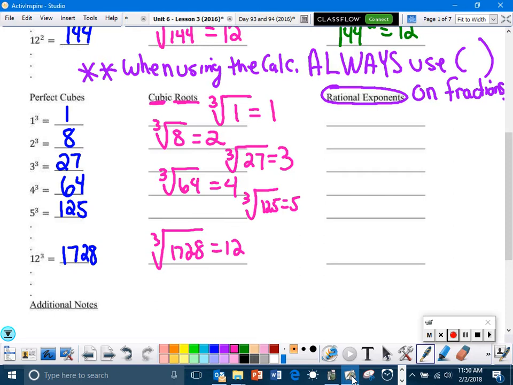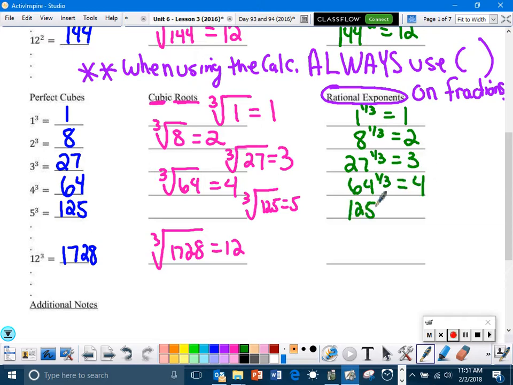So what is the rational exponent for this? The rational exponent for the cubic root is 1/3. So 1 to the 1/3 power is 1. 8 to the 1/3 power is 2, and so on. 27 to the 1/3 power, 64 to the 1/3 power is 4. 125 to the 1/3 power is 5. 1,728 to the 1/3 power is 12.